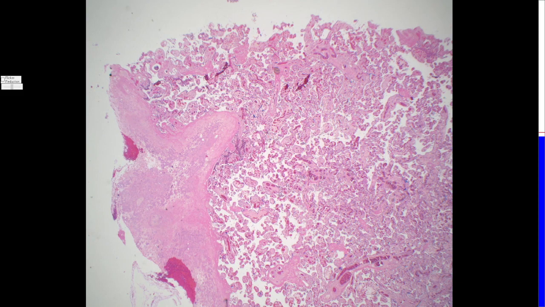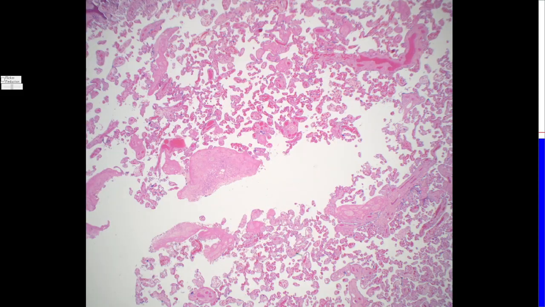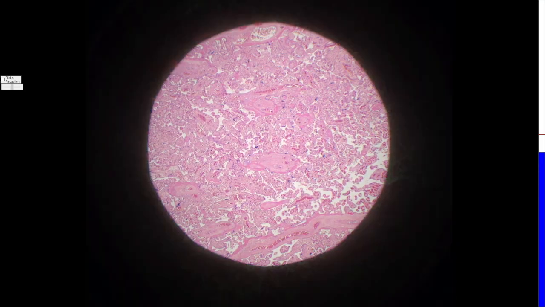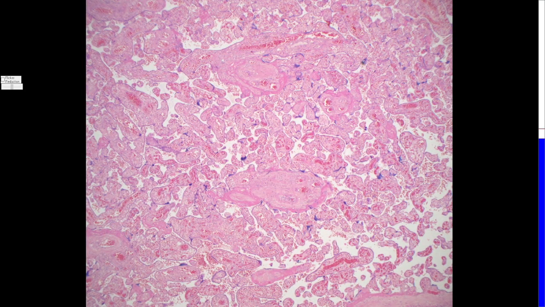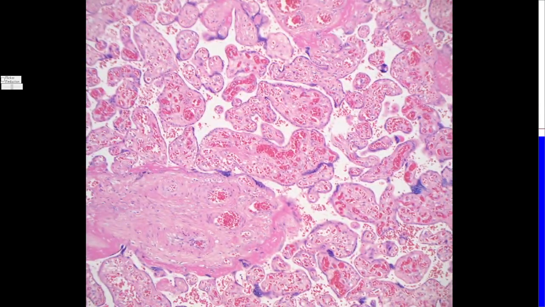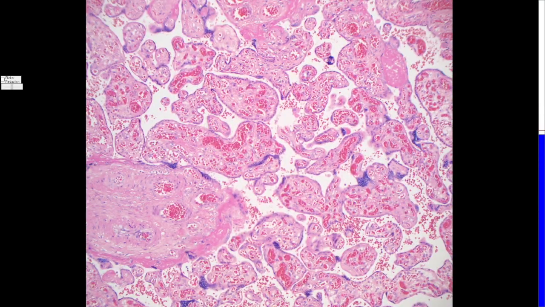Chorangiosis, usually you're going to have to go on high power to make this diagnosis, although the villi tend to be enlarged on low power. So this is an intermediate power here, and we can already see those are terminal villi. As you can tell, they have no thick vessels. This is a stem villus right here. But those are terminal villi.